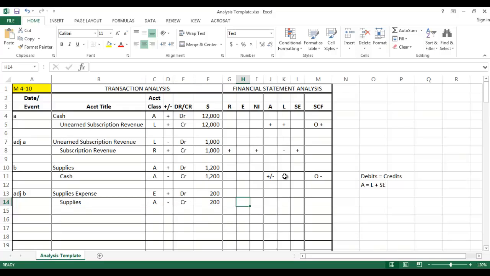So this transaction, when I book it, increases my expenses, which decreases my net income. My assets have decreased, my stockholders' equity will decrease, and no change in cash.